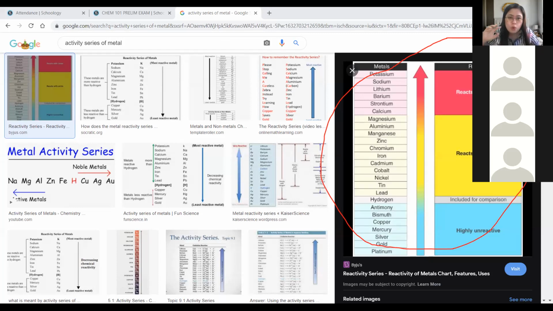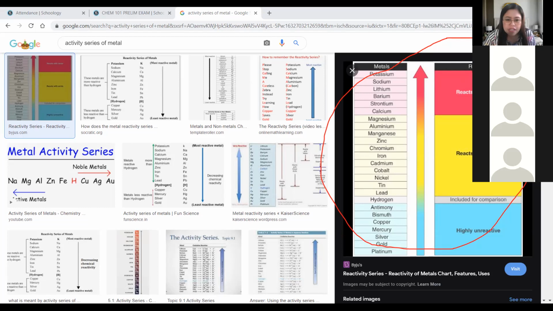Okay? So kung nakikita ninyo, si potassium yung nasa pinakataas. And that means that potassium is the most reactive among them. Siya ang pinaka-reactive, meaning siya ang pinaka-strong na metal na talagang magre-react with other substances or with other compounds. And then we have sodium, lithium, and pababa na yan siya, class.